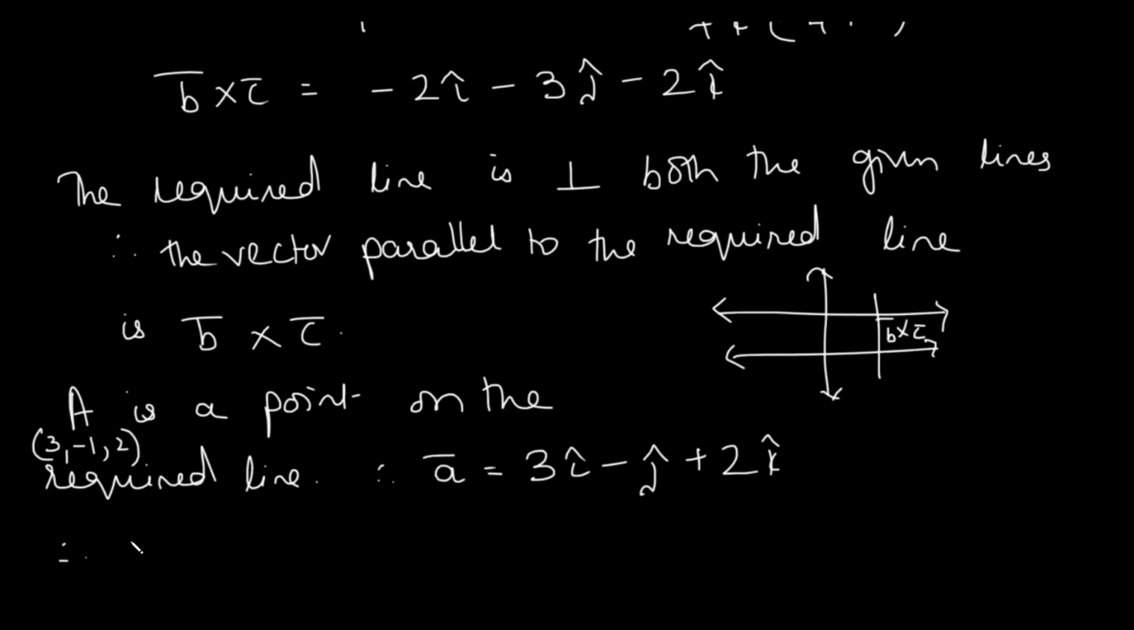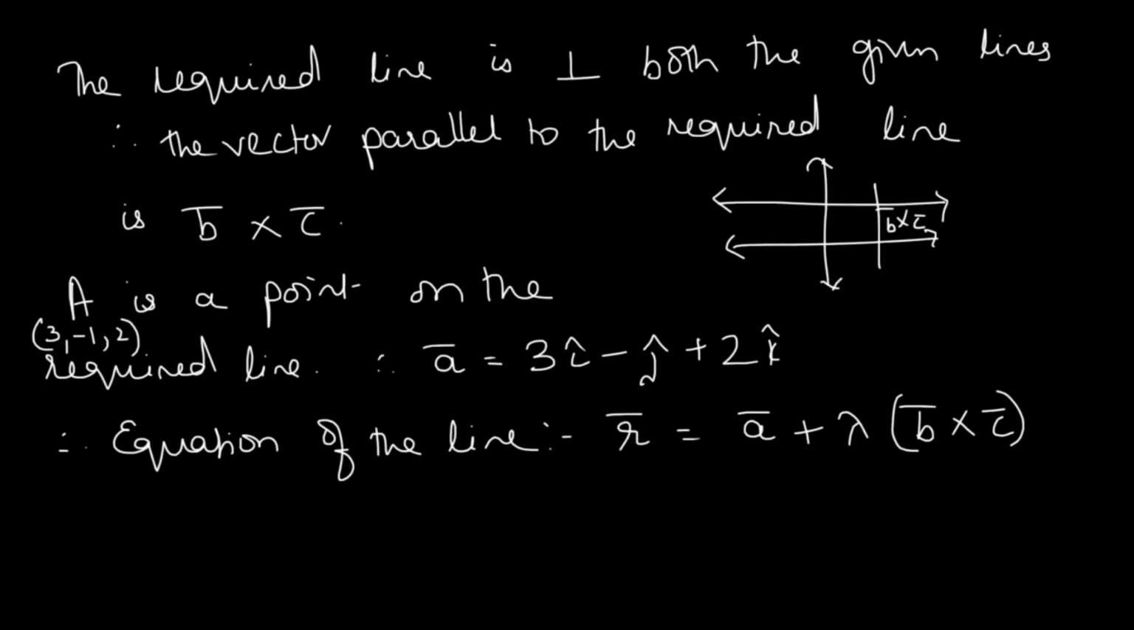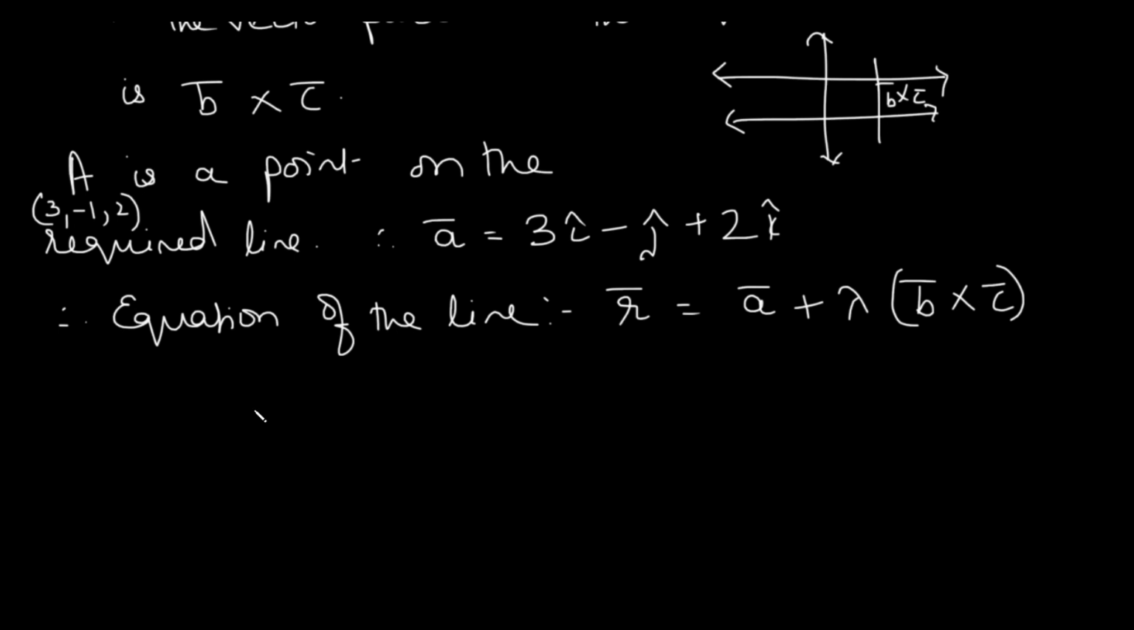So the vector equation of the line is given as r bar = a + lambda, now not b bar but b cross c, because this is the vector which is parallel to the line. So r = a + lambda (b cross c). Remember, this diagram is not necessary. I just drew it as a reference for you all. No need to draw it during the exam time.